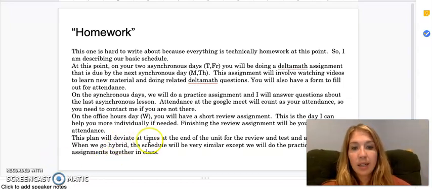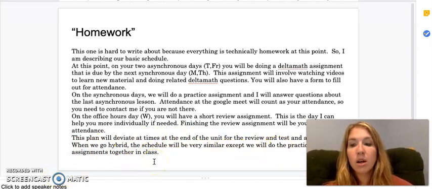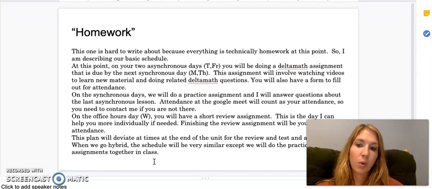This plan will deviate at times at the end of the unit for review and test as needed. When we go hybrid, this schedule will be very similar, except we will do the practice assignments together in class. So when we go hybrid, hopefully, I'll still have those videos that you'll do on your own, and then we'll come into class and it'll be more practice and fixing things, asking questions, and that type of setup.